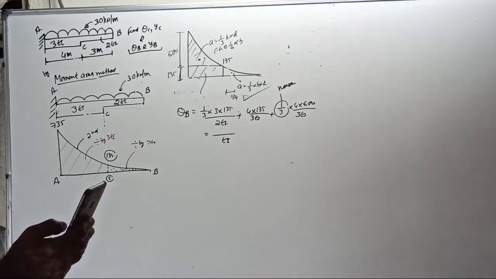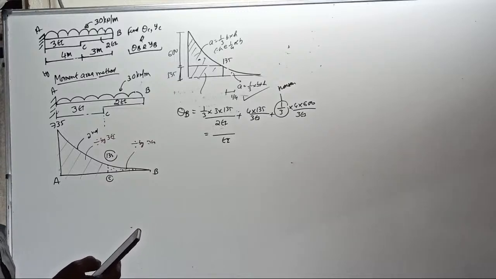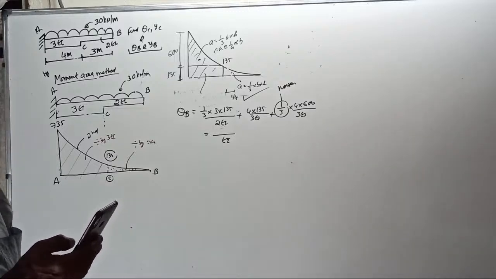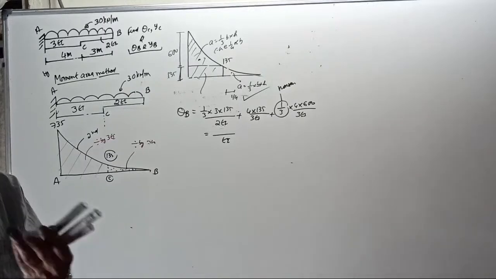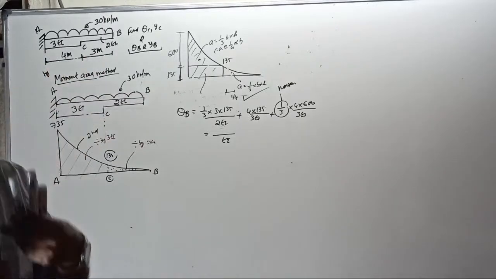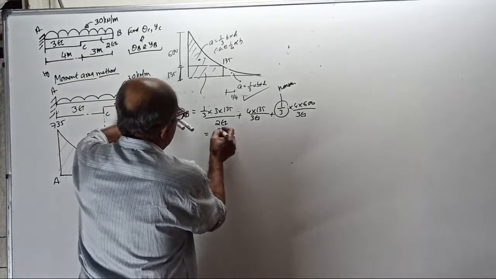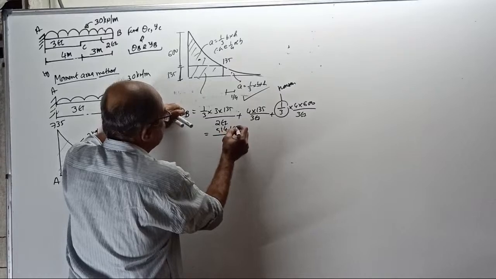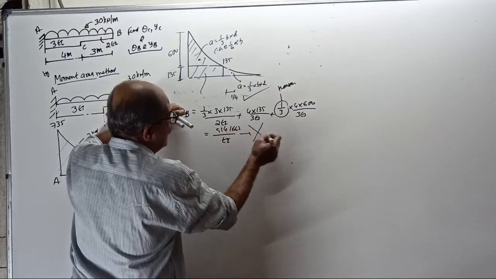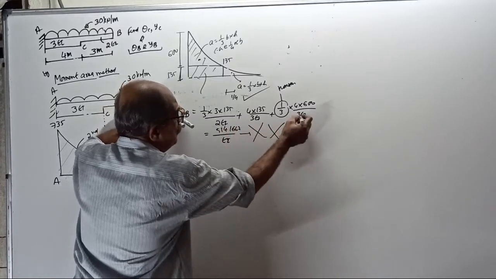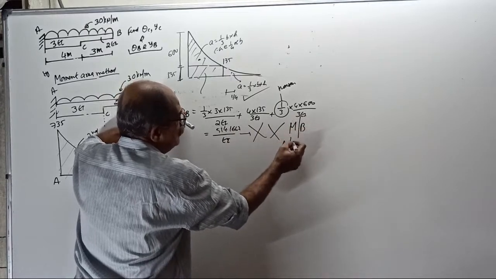1/3 of 3 into 135 divided by 2EI, 4 into 135 by 3EI, 1/3 of 4 into 600 by 3EI. Just for information, for those who are making mistakes, I am giving their wrong answer: 514.1667. This is 100% wrong. I told you, mathematical blunder and nonsense.